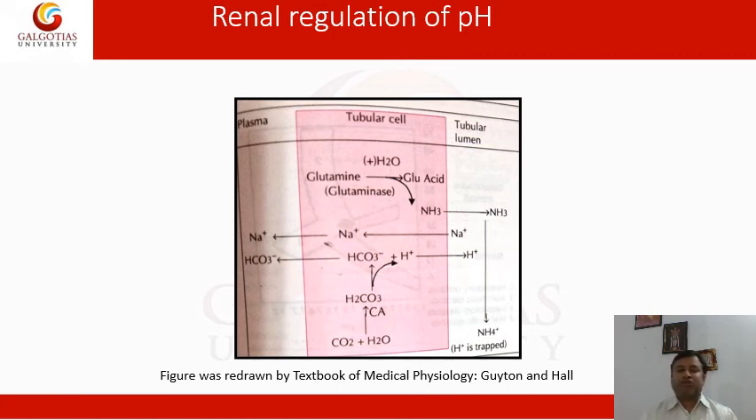The kidney also controls the basicity. In the tubular cells, glutamine is converted into glutamic acid with the help of the enzyme glutaminase, and ammonia is released. Ammonia is basic in nature, so it increases the basicity. The tubular cells release ammonia, and this ammonia comes into the tubule lumen and combines with the hydrogen ion to form ammonium ion. In this way, the ammonium ion is removed from the body. Thus the kidney regulates acid and base balance, and regulates the pH.